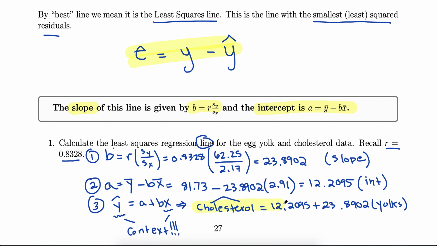There's a lot of steps involved here. We're trying to come up with the equation of the line. So first we need to define slope, then intercept, and then put it all together for our final answer. Again, importantly, put x and y in context of the problem. So this is what we're looking for as our final answer.